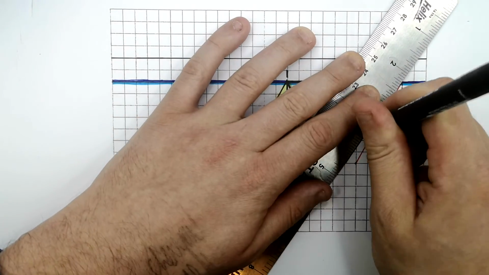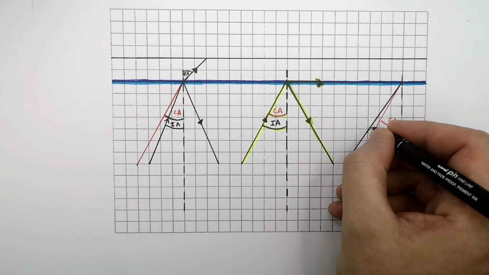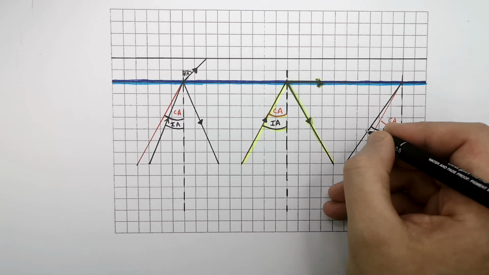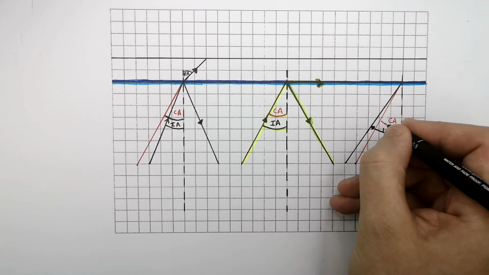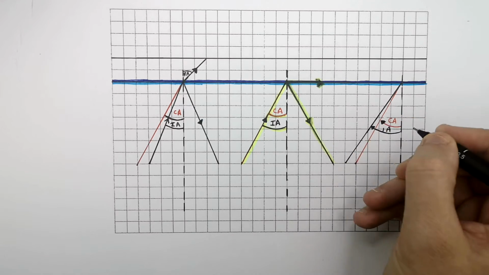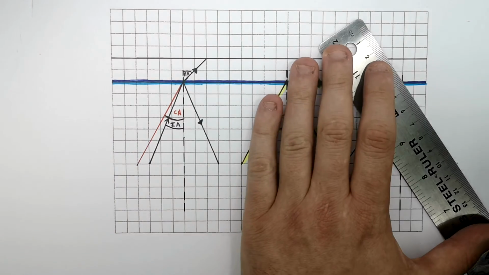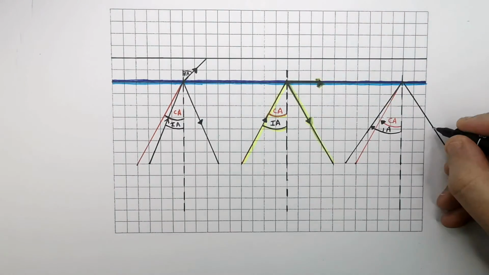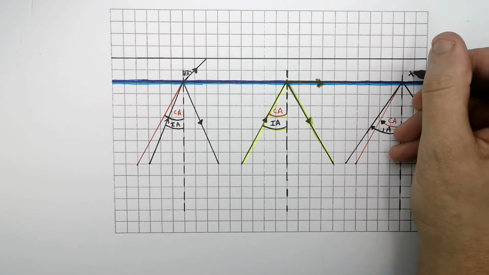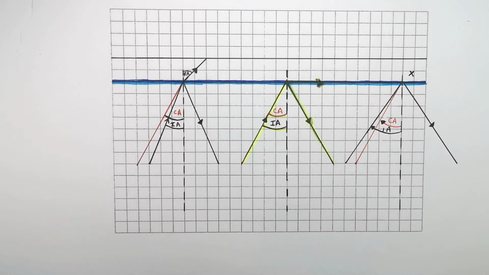So this incident ray's angle of incidence is now larger than the critical angle. You can see here that the incident ray's angle of incidence is larger than the critical angle. And now there is total internal reflection. No light is refracted into the other material.